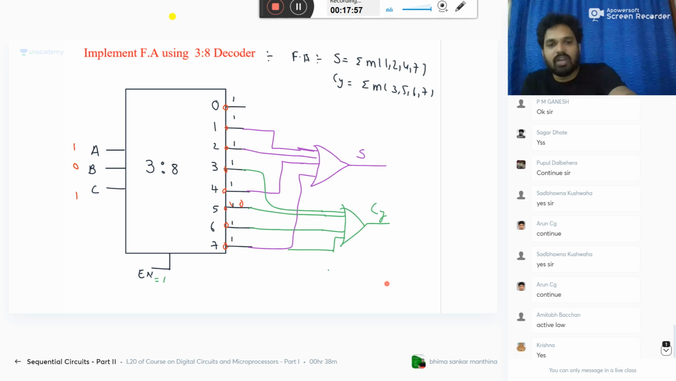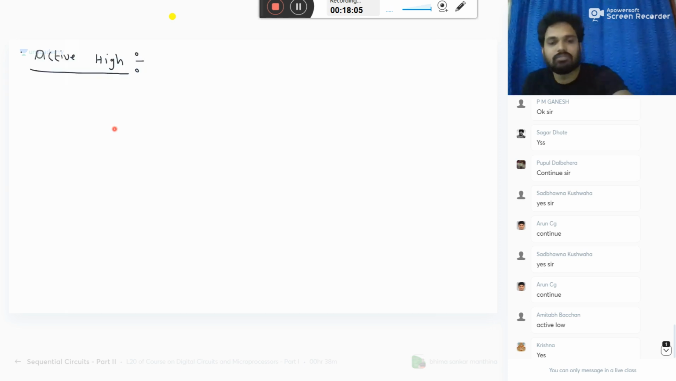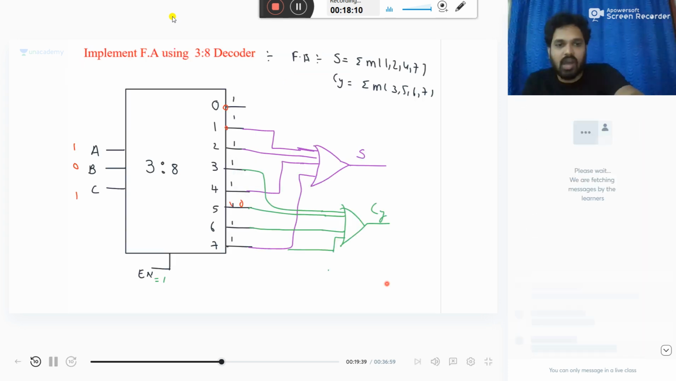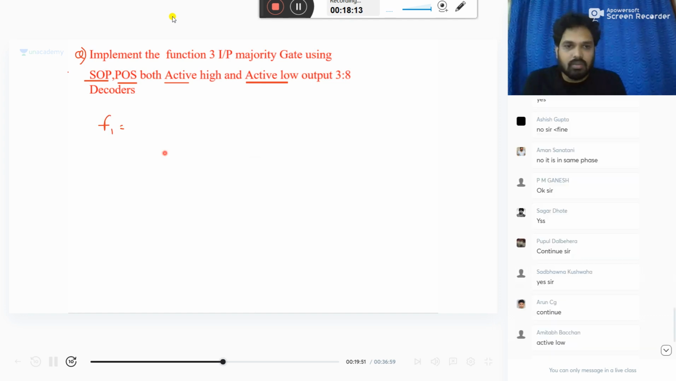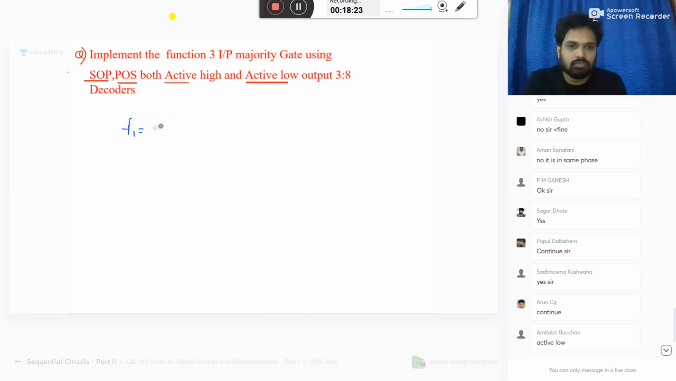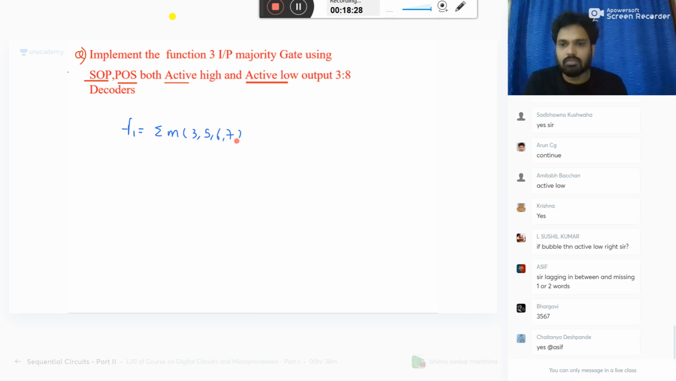You may have the doubts, sir, why active low, why active high. All those doubts will be cleared. Just wait for some time. So let's come to here. What is active low? And the 3 input active high, all those 3 input equal to sigma m of 3, 5, 6, 7. It is also equal to product of max terms.